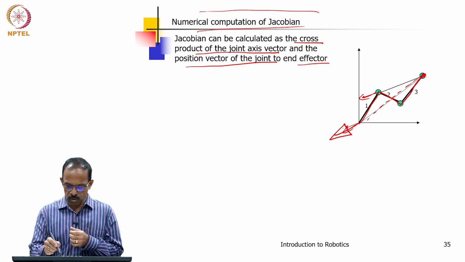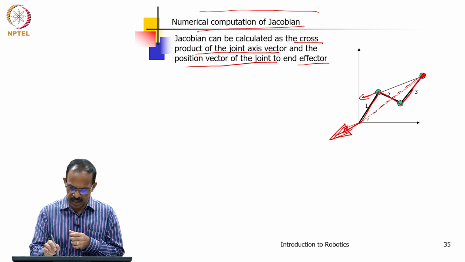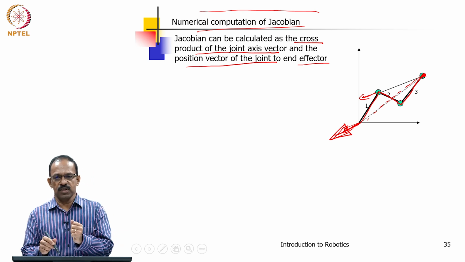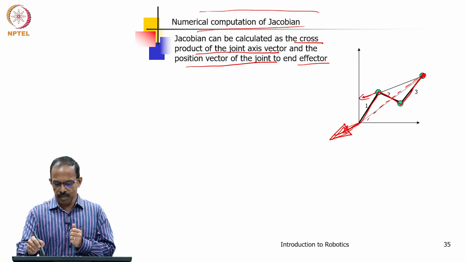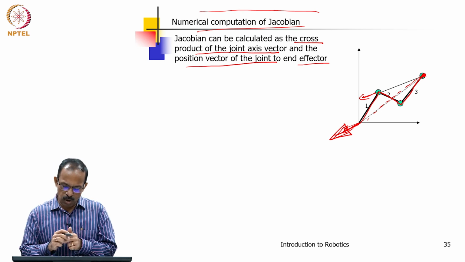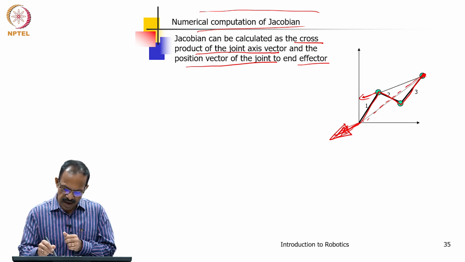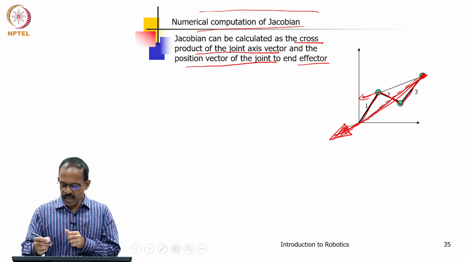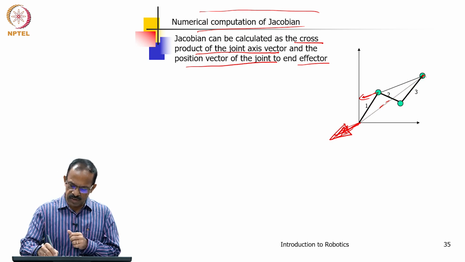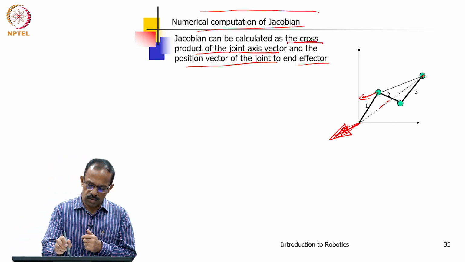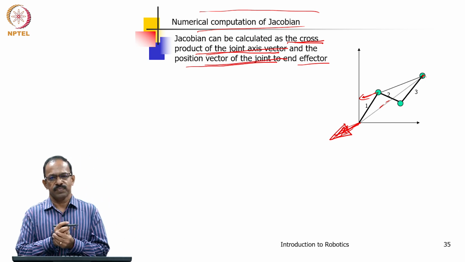So, that is what the cross product of the joint axis says. When I rotate about this axis, the position of the tip will be changing, and the change in velocity can be obtained as the cross product of the joint axis and the position vector which connects the tool tip to the joint. That actually decides the velocity of the tip. So, it can be calculated as the cross product of the joint axis vector and the position vector of the joint.